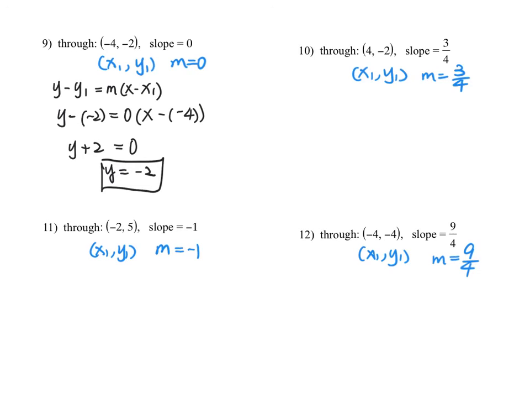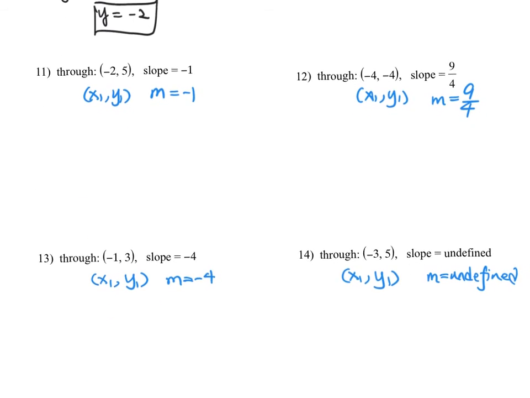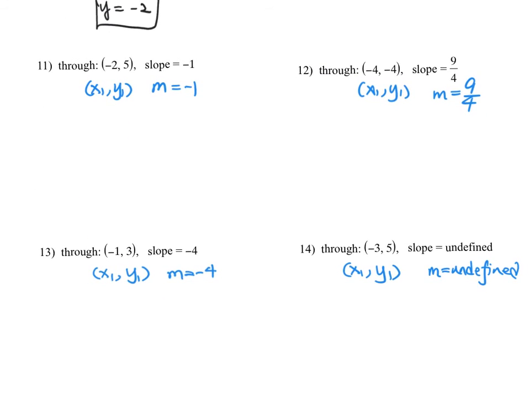Okay. Let's do number 12. I'm going to move this up a little. Number 12, I have a slope that's a fraction, and I have 2 negatives in my coordinates. So it's a little bit more calculation. So label it, then write down y minus y1 equals m times x minus x1. So y minus y1 is negative 4, equals 9 over 4 times x minus x1, which is also negative 4.